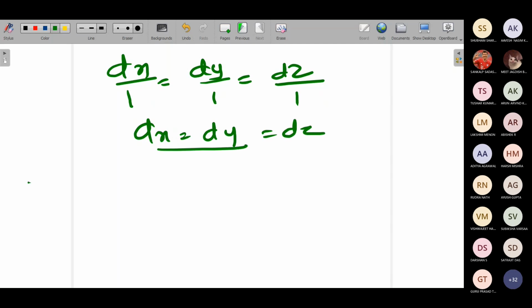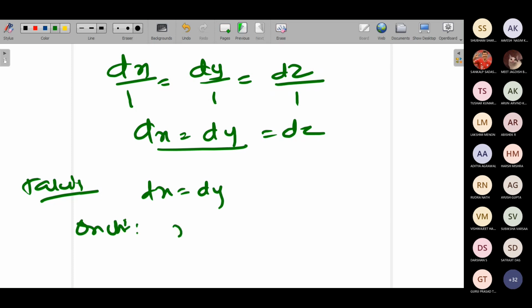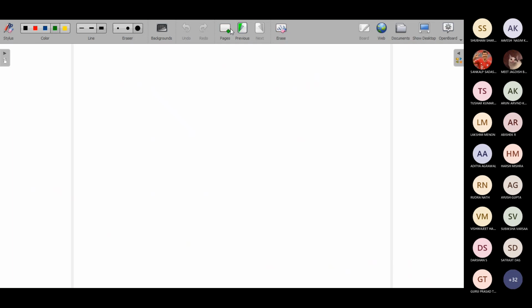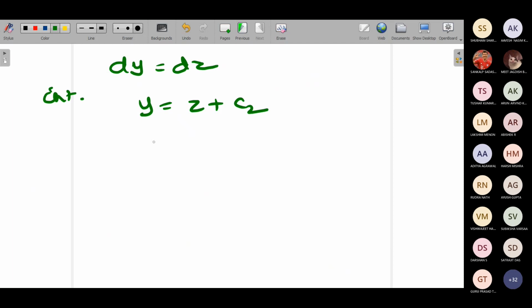So take the first two terms. Taking dx equal to dy and integrating, integral dx is equal to integral dy, so x equals y plus the integrating constant c1, or x minus y equal to c1. So this is one equation. Similarly, take the other two terms, dy equal to dz, and integrate it. On integration, you get y equal to z plus some c2, so y minus z equal to c2.